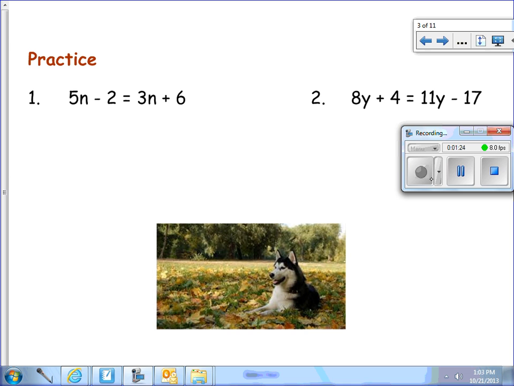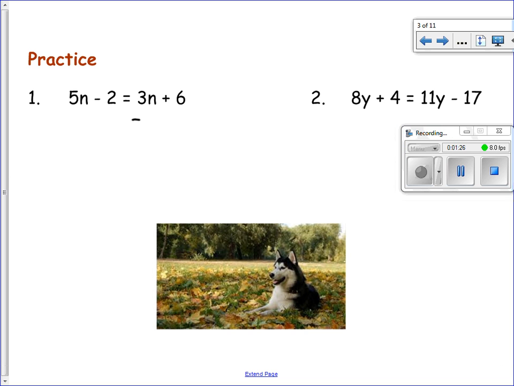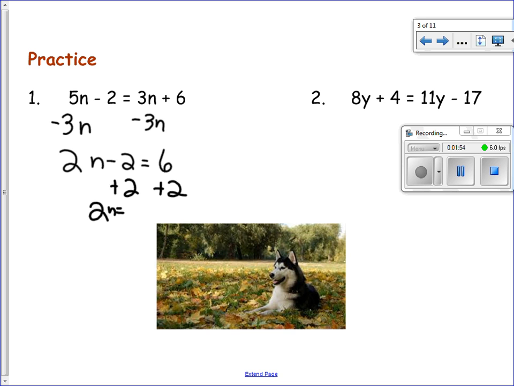Okay, so on this next practice, I'm going to subtract 3n from each side. Now I'm going to add 2 to each side. Divide each side by 2. N is equal to 4.